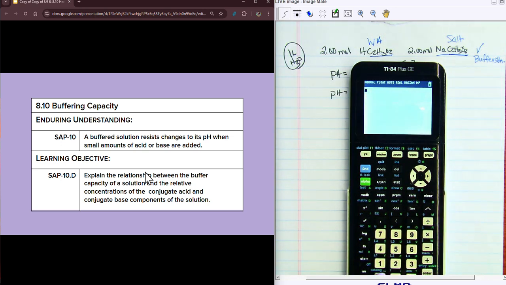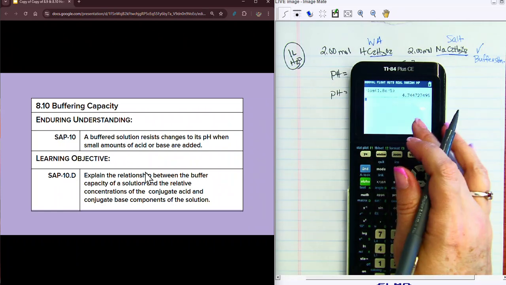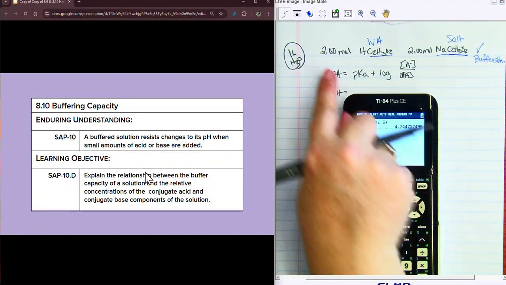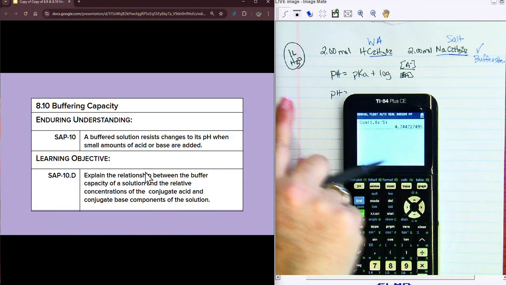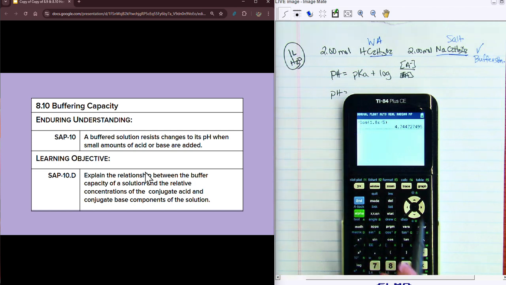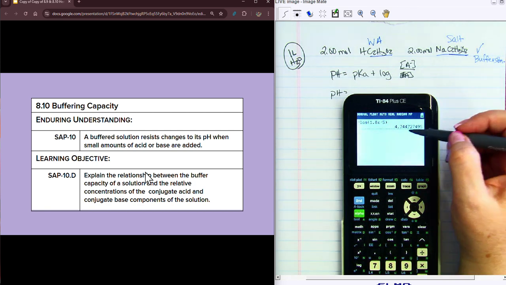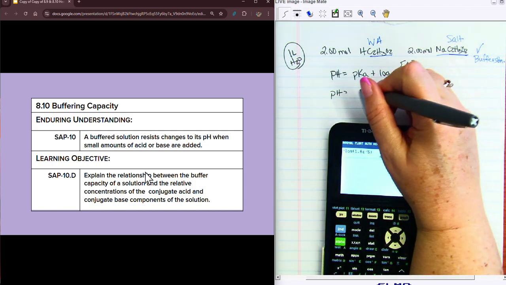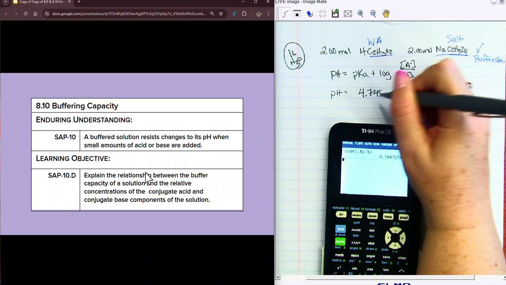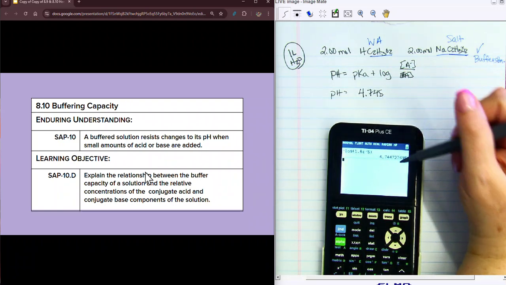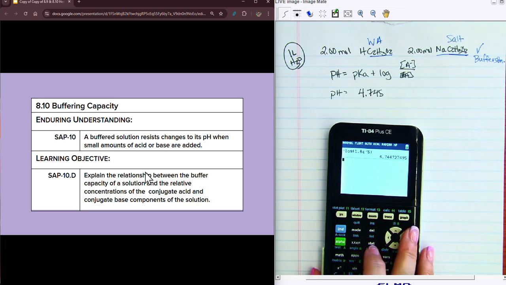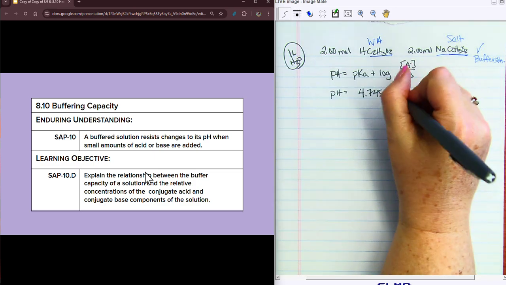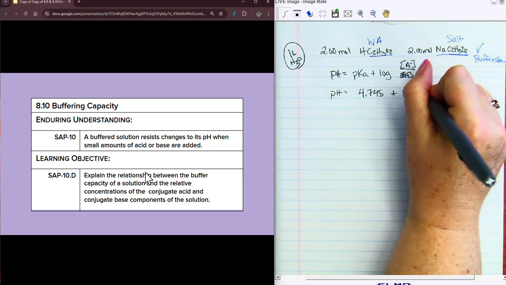So if I want to find the pKa, I'm going to take the negative log of 1.8 E negative 5. Okay, so I get this big long number. I have 3 sig figs here, 3 sig figs here, and assume that's 1.00 liters because it is on my problem, I just didn't write it down. So I have 3 sig figs. So this would be 4.745, because that's 3 sig figs, because it's 4.47. So 4.745 is my pKa plus the log.